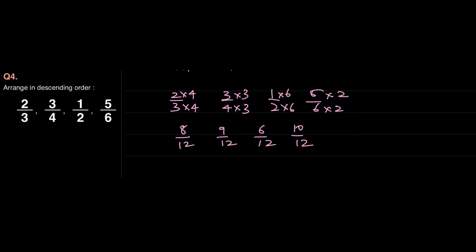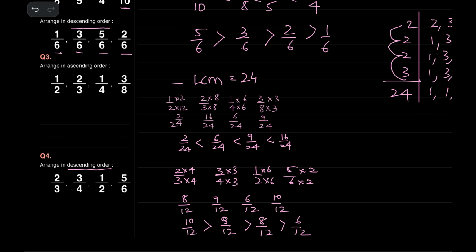Are we doing ascending or descending? We are doing descending. So the largest here is 10 upon 12, the greatest one. Then is 9 upon 12. Then 8 upon 12, and the last is 6 upon 12.